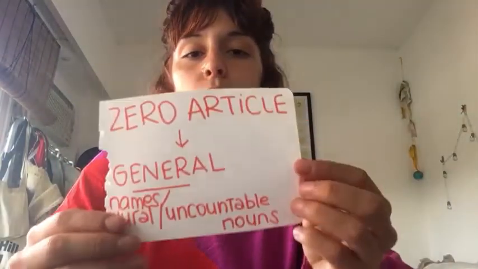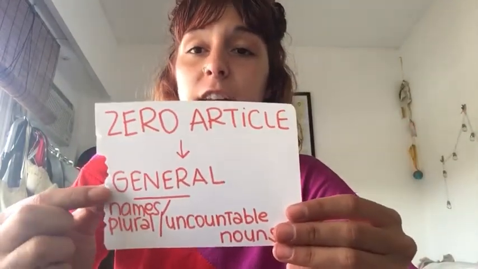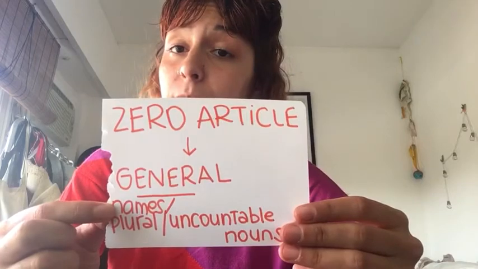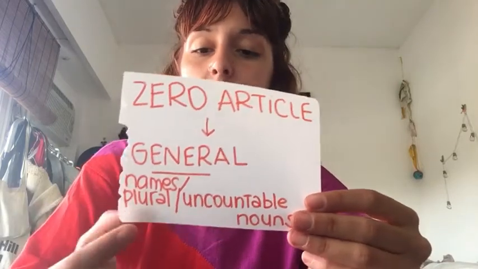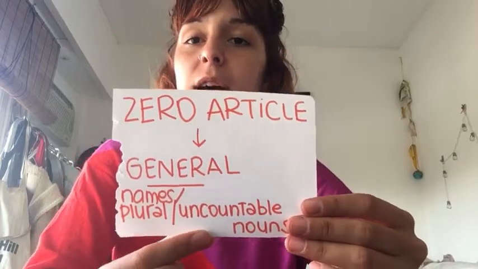Good. Then there are some situations in which we don't need an article at all. Those are the cases in which we can use nothing, donde ponemos una rayita en el ejercicio, donde no necesitamos nada. When don't we need an article? When we're talking about things in general. Before names, we don't put anything. Before some plural and before some uncountable nouns.